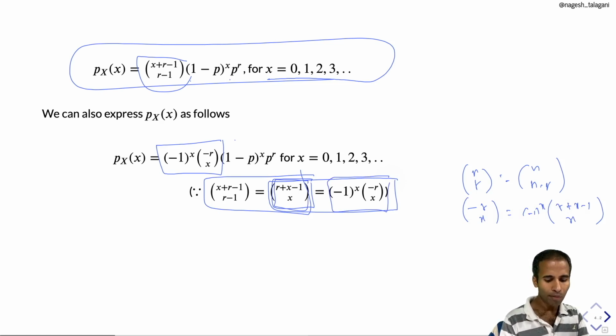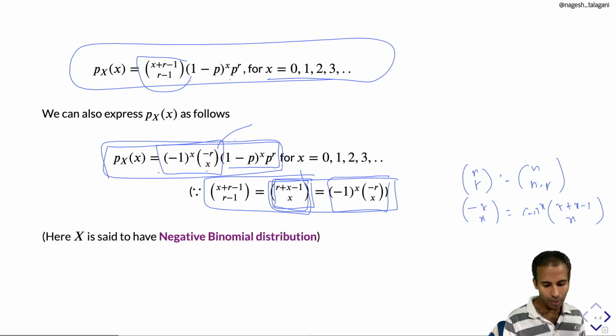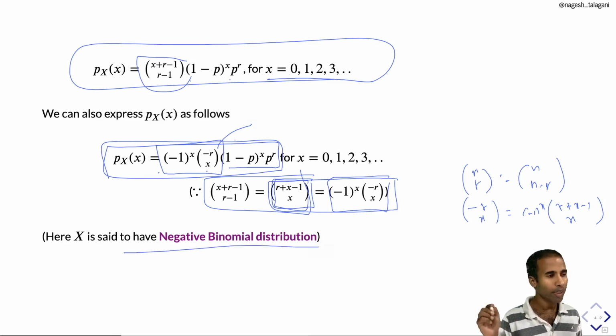So the PMF of X, P_X of x, can also be written like this: (minus 1) to the power of X times (minus R) choose X, (1 minus P) to the power of X, P to the power of R. We can also write it this way. We can also call this extended binomial coefficient a negative binomial coefficient when the top parameter is a negative number. For that reason, here X is said to have a negative binomial distribution. These things will come up later.